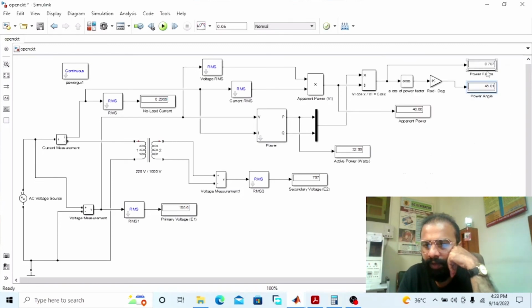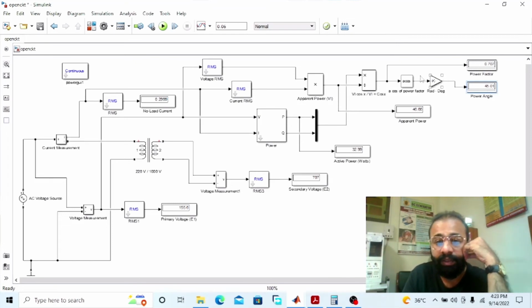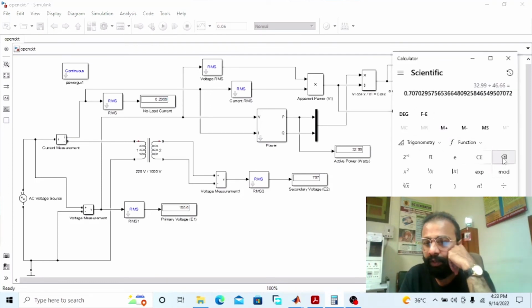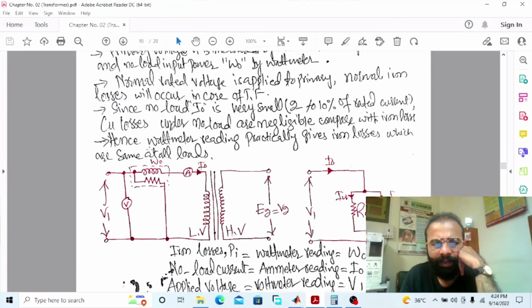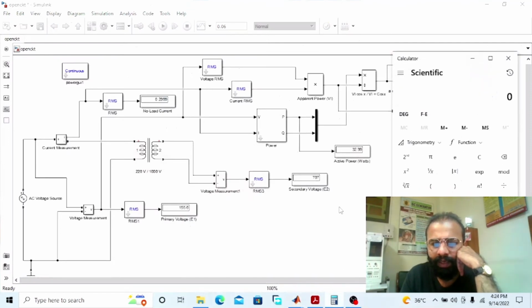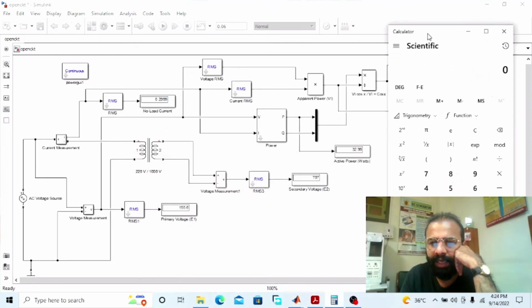You can see the power factor is given by this block, 0.707. Now this is the power angle, which is the angle between the voltage and current that gives us this power factor. We can find out the power, which is given by this power block, which is practically the iron losses. This wattmeter reading practically gives the iron losses, which are the same at full load. We can also calculate the power, 32.99, with the help of this calculator.